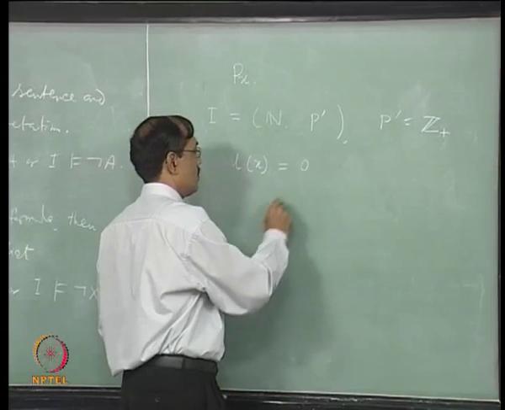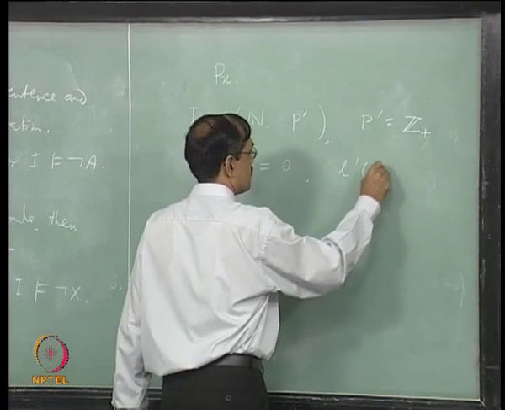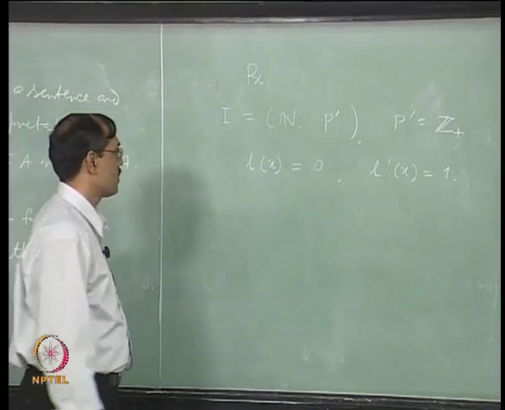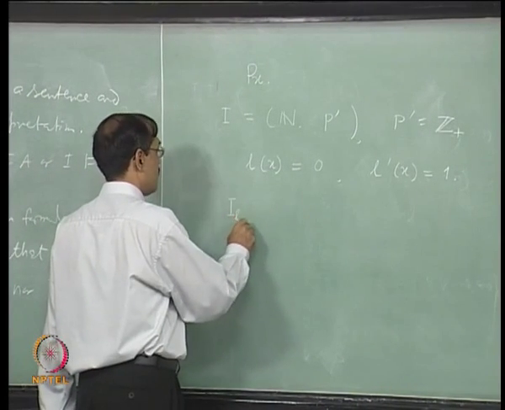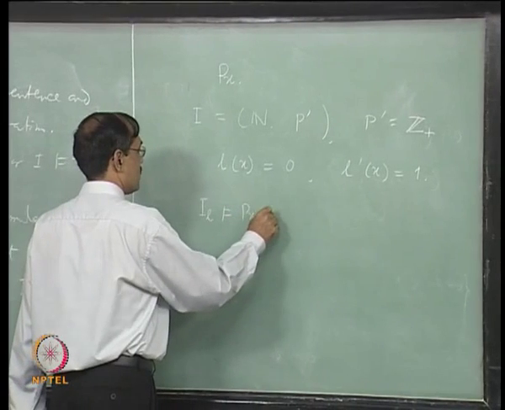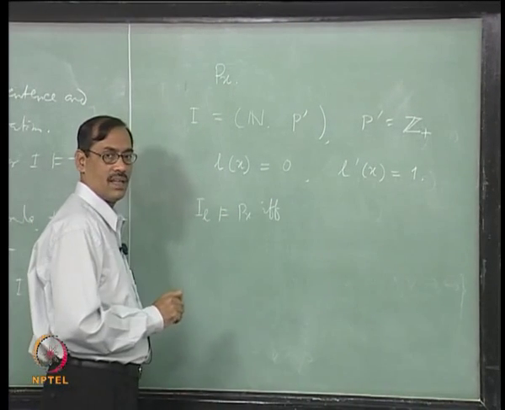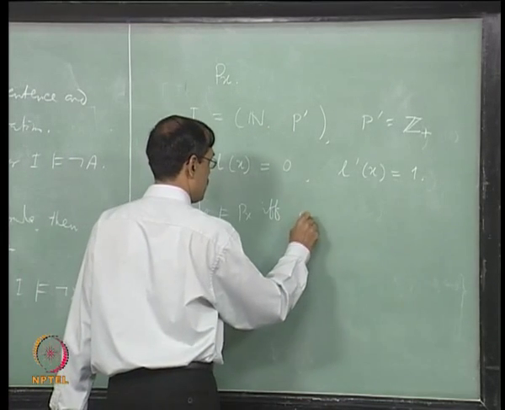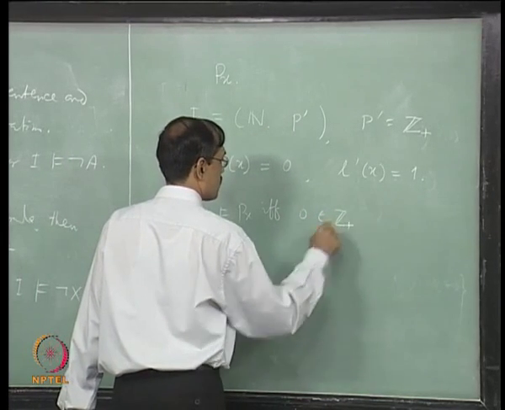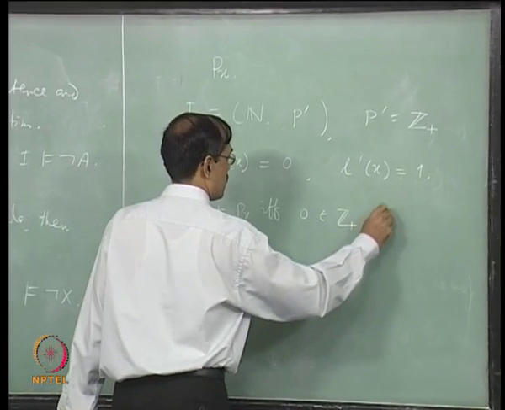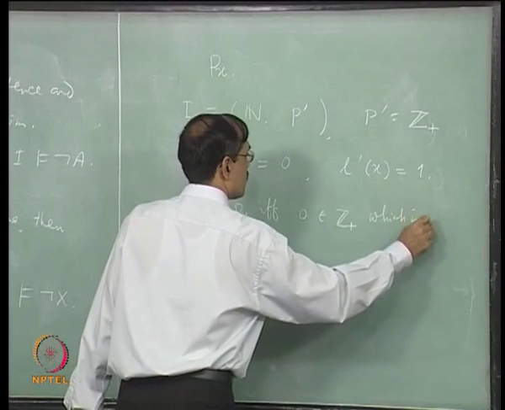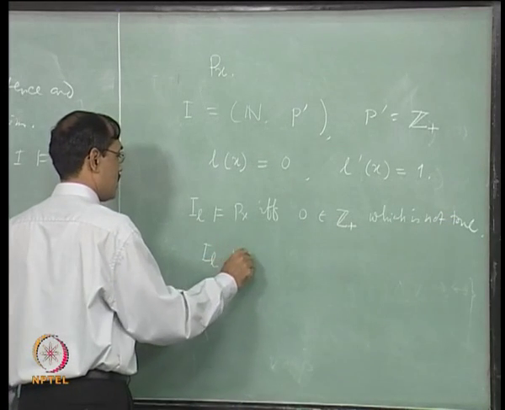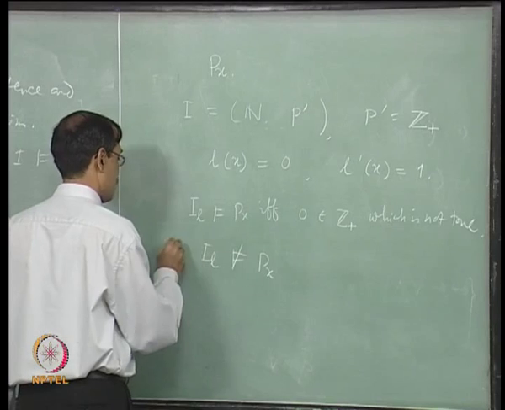In one case let us take 0, and in another let us say L prime of x is 1. Then I L satisfies P x if and only if, what does it say? L of x belongs to P prime, if and only if 0 belongs to Z plus, which is not true. So, we conclude I L does not satisfy P x.